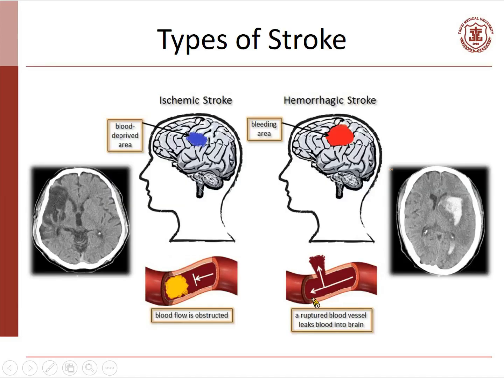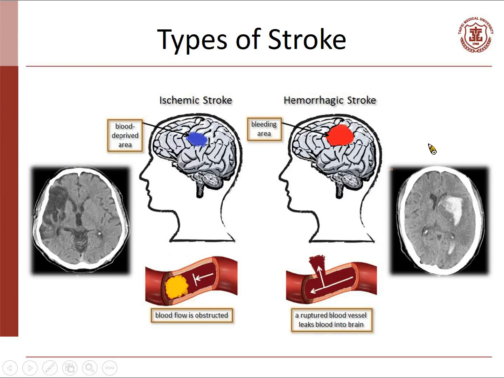We can simply separate stroke into two types. One type is ischemic stroke. Ischemic stroke is due to a blood clot obstructing the blood flow, so the distal part cannot get blood, causing tissue ischemia and hypoxia. And finally, you can see a low density on the CT scan.